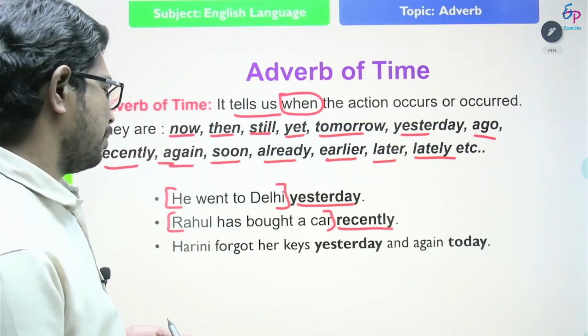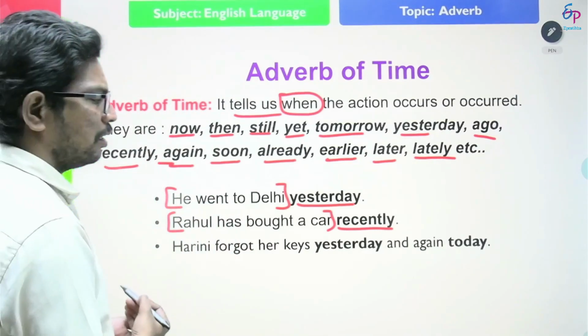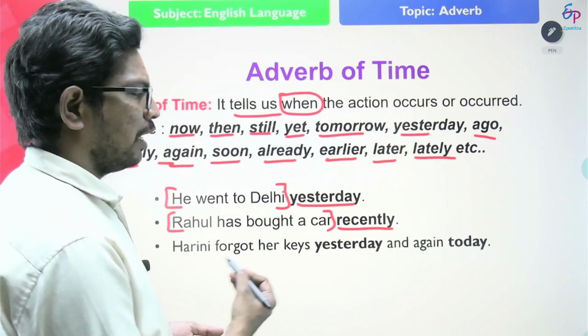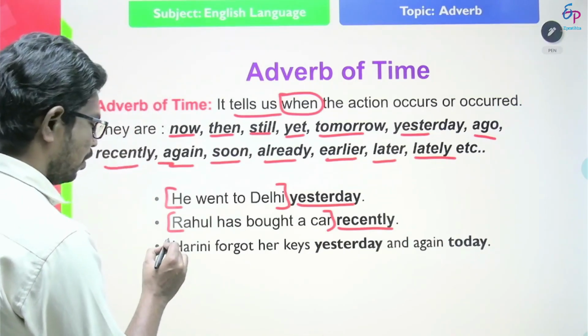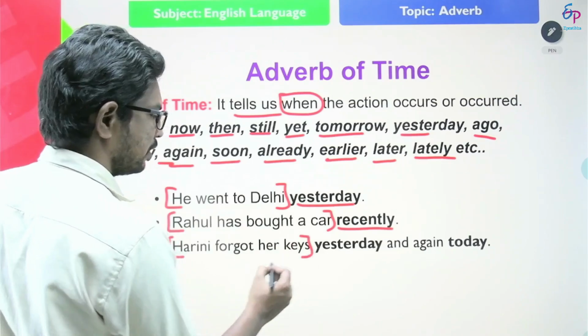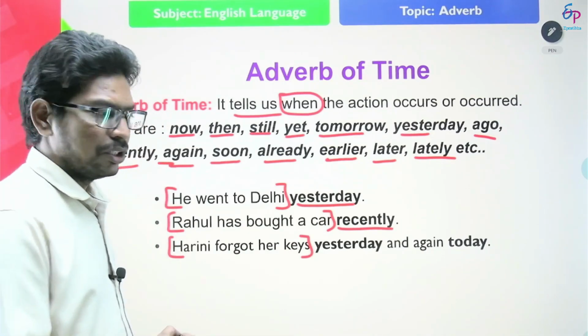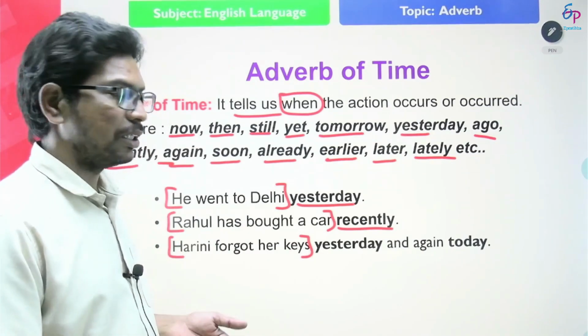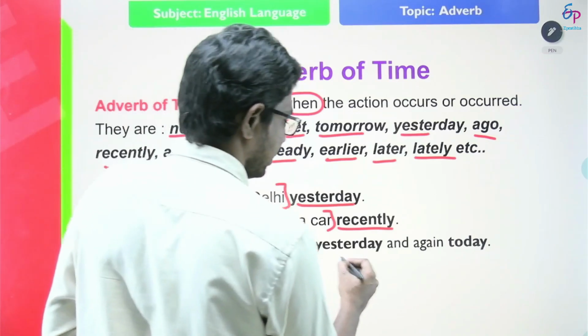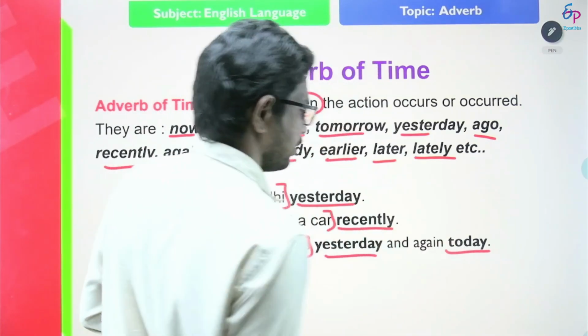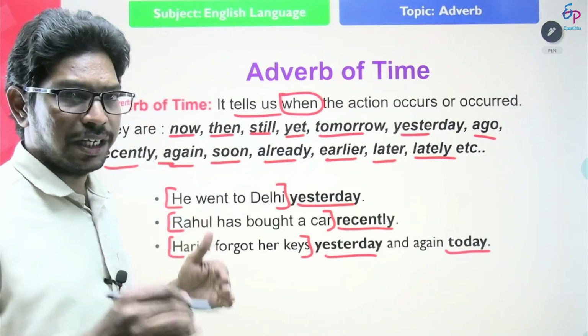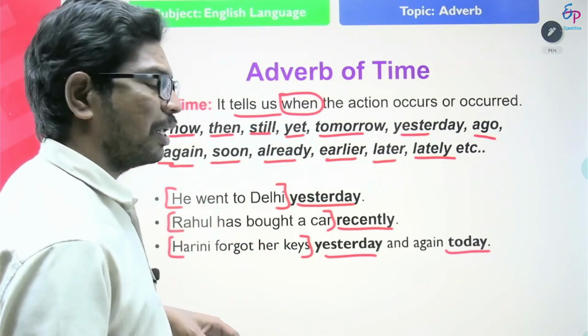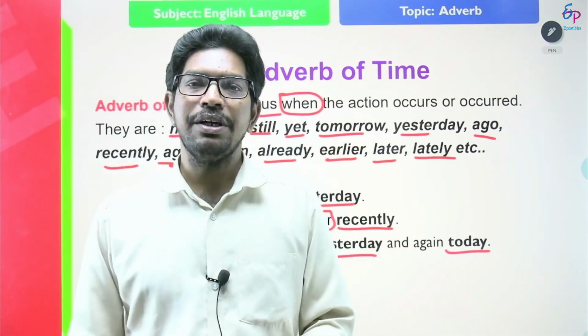Look at another example. Harini forgot her keys yesterday and again today. So Harini forgot her keys. This is the statement which is completed. So this is the action which occurred. When did it occur? Yesterday, again today. The words yesterday and again today are denoting the time of the action, when it happened.